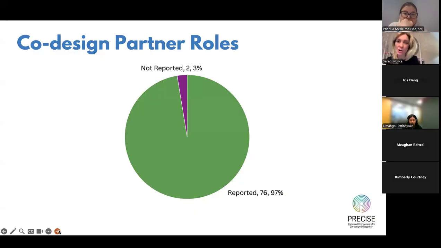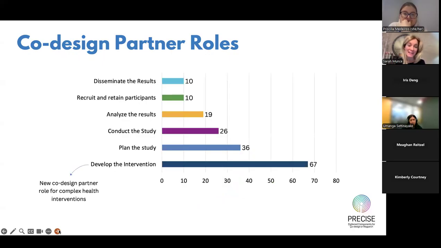We also wanted to track the specific partner role. So among those 78 studies, most did provide specific descriptions on the partner roles, and in line with our love of frameworks, we did use a specific framework to track those roles. So we used the OBI framework for ways community partners can be engaged to describe the different roles of partners.